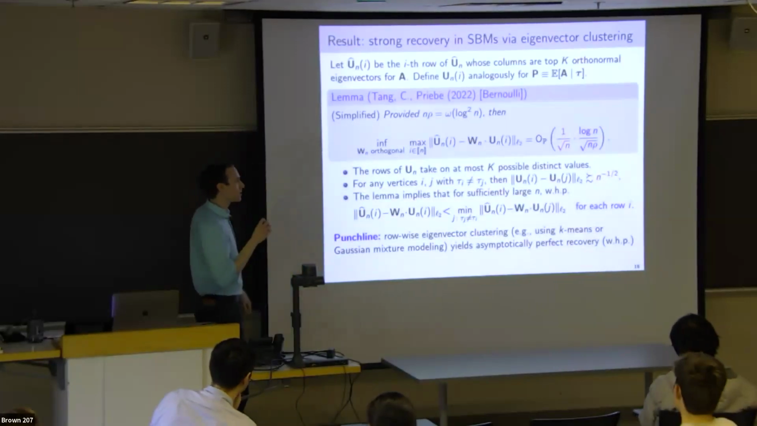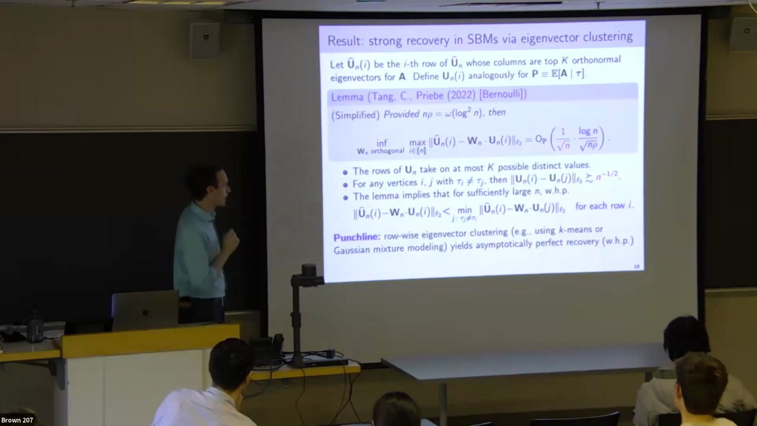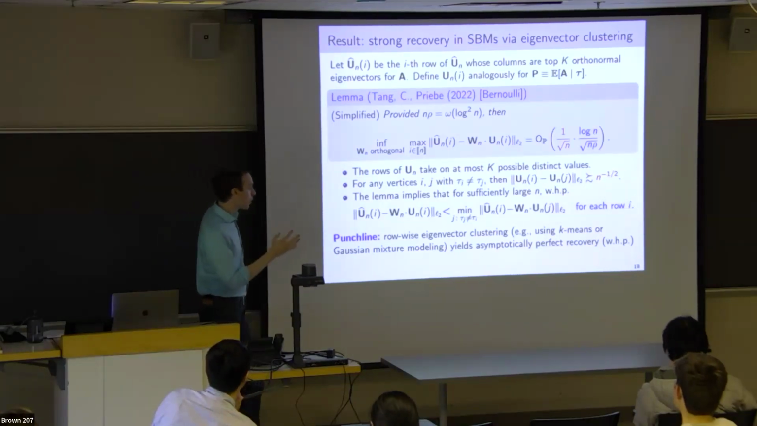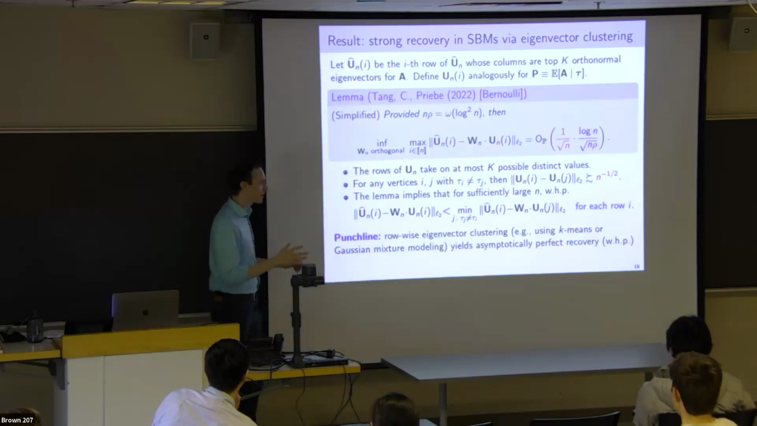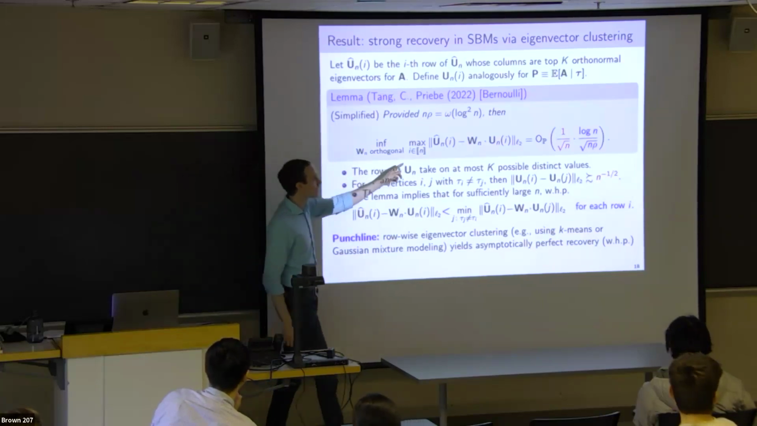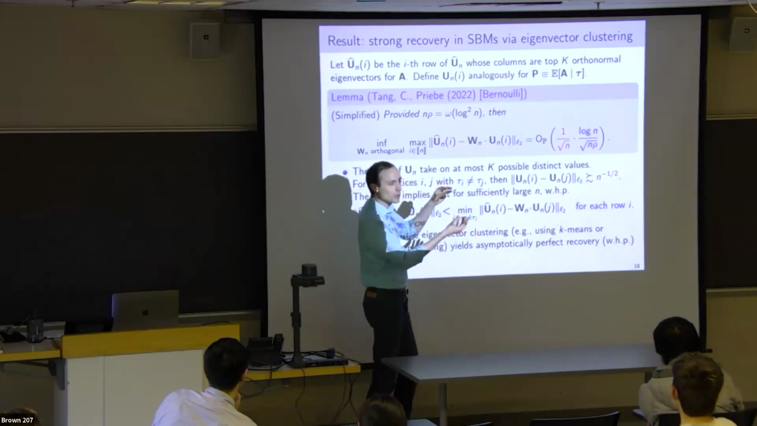So this is a very strong result about spectral clustering for stochastic block models. If you were to apply a clustering algorithm like K-means or Gaussian mixture modeling to your sample eigenvectors, this result is in some sense saying you're guaranteed to get closer and closer to the truth.